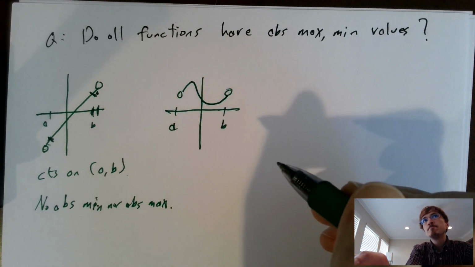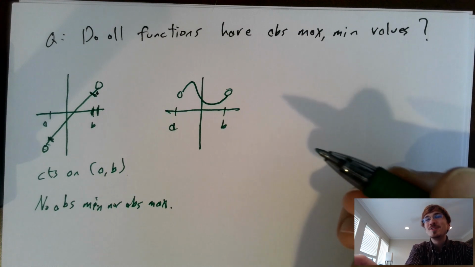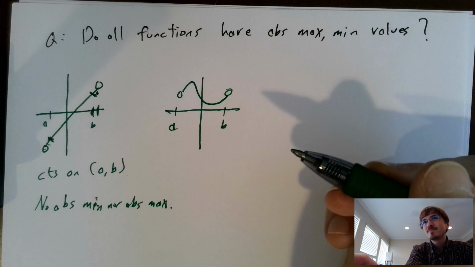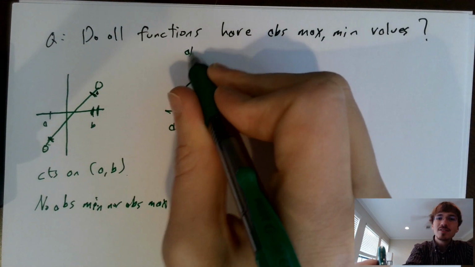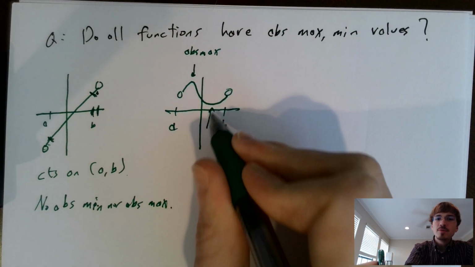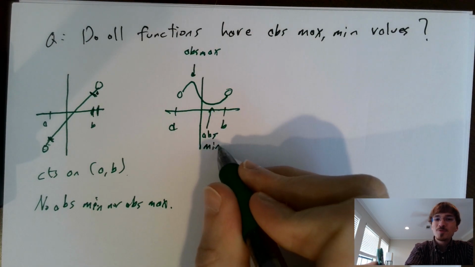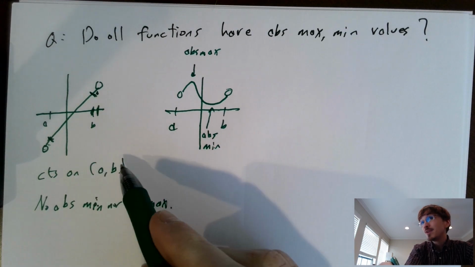Does this function have an absolute min or maximum value? Pause the video, see if you can figure this out. The answer is yes. The absolute max is here, and the absolute minimum is here. These are both local mins and local maxes, right? But they're not guaranteed. This example says that they're not guaranteed. It could happen, but it's not guaranteed.